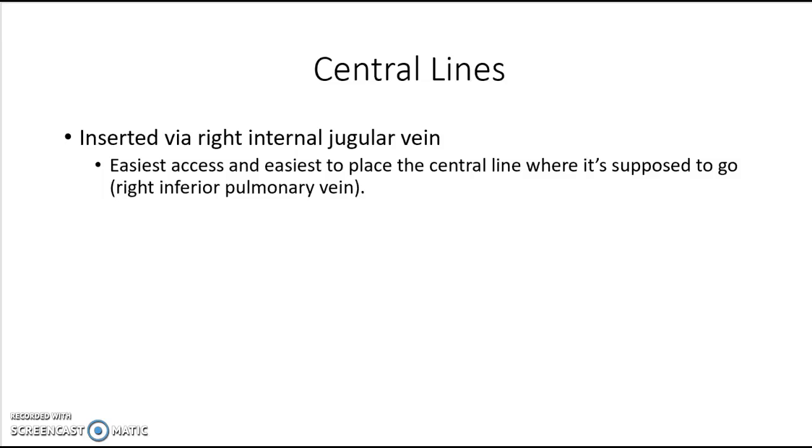Okay, so just quickly, let's talk about central lines. They're inserted through the right internal jugular vein, ideally, though there are other landmarks where they can be placed. It can go into the right subclavian as well, but that's a little more difficult to place where it needs to go. Most commonly, the PA catheter ends up in the right inferior pulmonary vein, ideally, because that's where the most flow is.